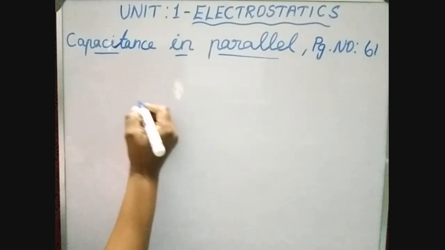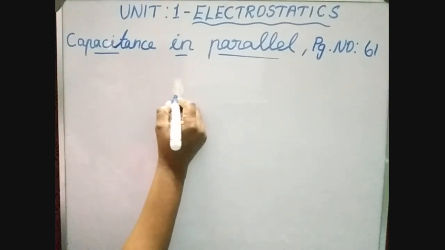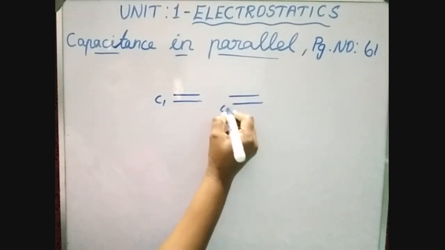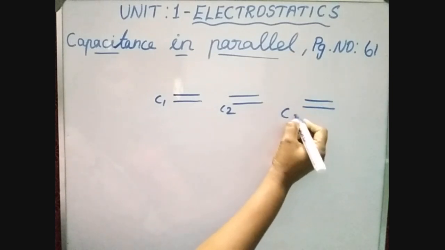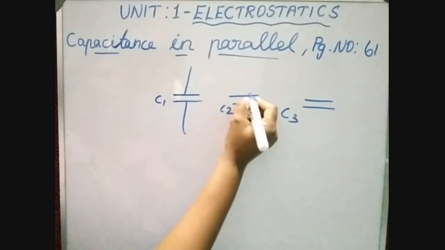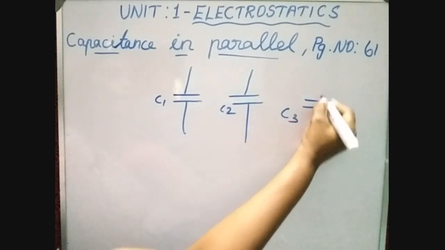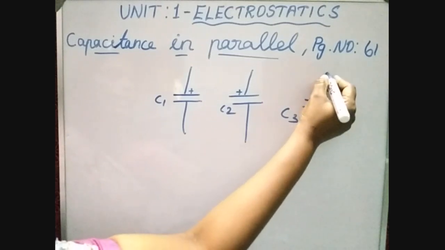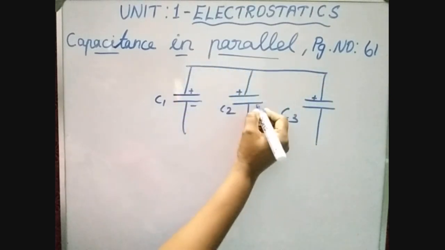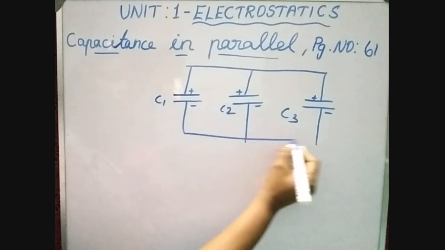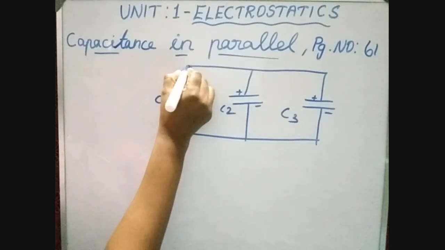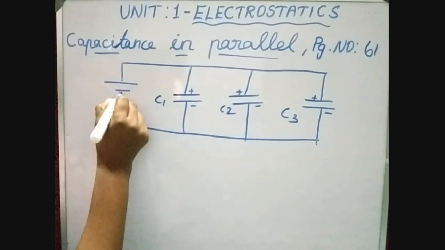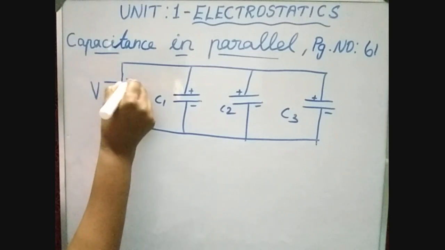Here we have three capacitors C1, C2, C3. Three capacitors, they are all connected in parallel. Parallel means the positive plates of these three are tied together and the negative plates of these three capacitors are tied together, and this combination is connected to a battery having potential difference V.